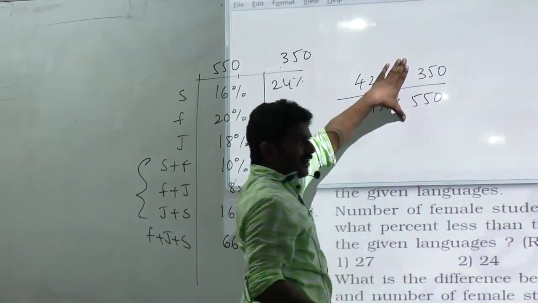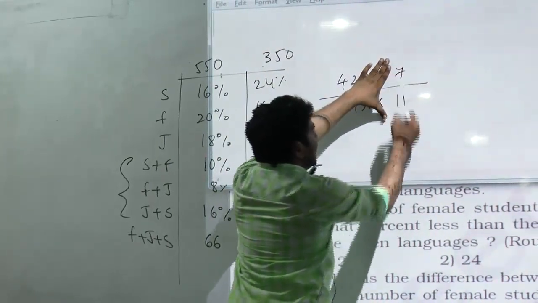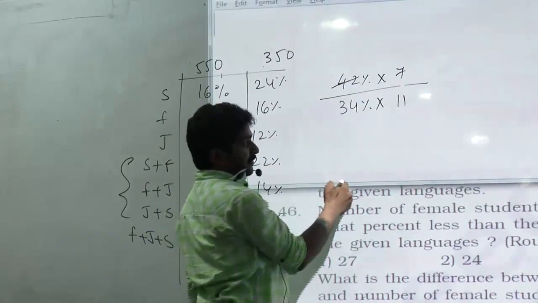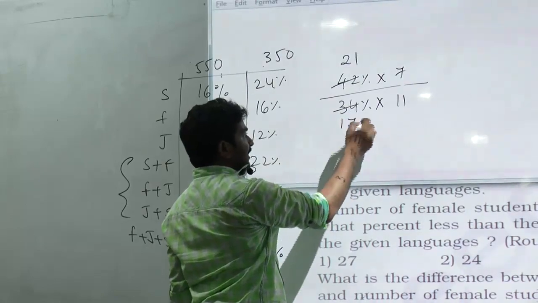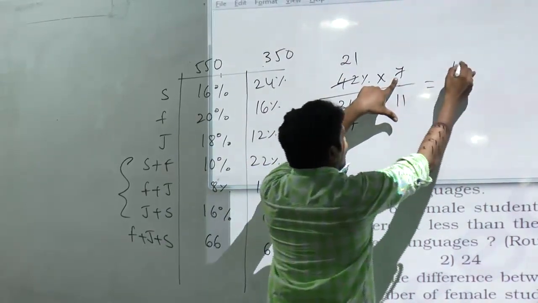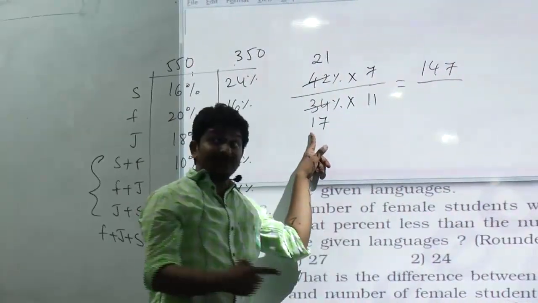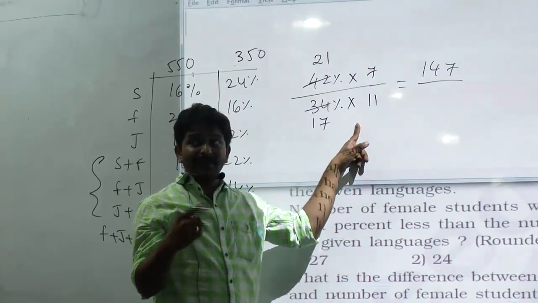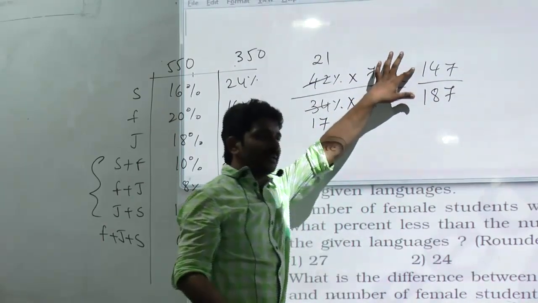And you know the ratio, right? Basically, how much is this? 7:11. Any more cancellations here? Cancellation with 2, 21 times, 17 times. Let me calculate this number here. 21 7 times, 147. And here it is 17 11 times, 170 plus 17, 187. This is about female and this is about male.